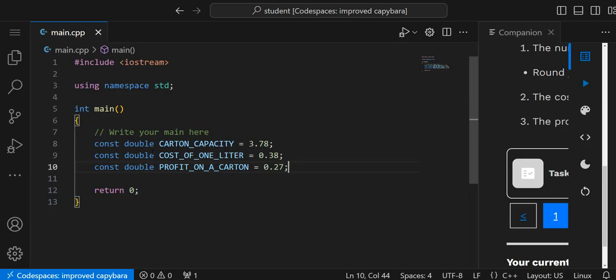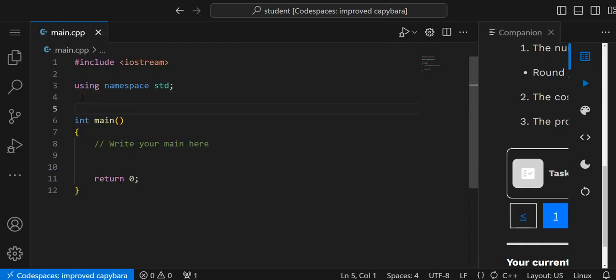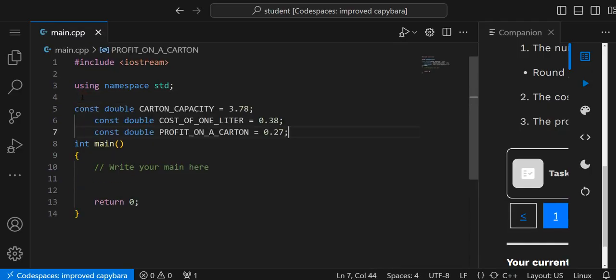All right, so let me do this because I put these in the wrong place. Let's go Control X, and let's go down one, Control V. Let's bring these over. Where's my marker at?